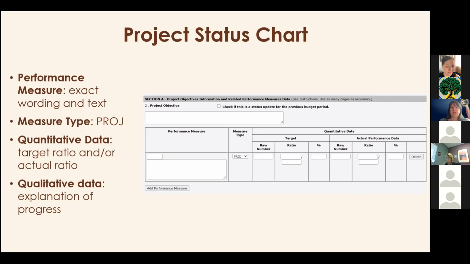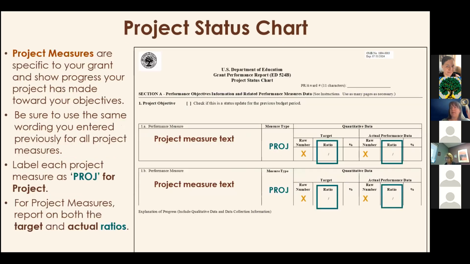That text goes in under the column performance measure. These are, of course, labeled PROJ for project measure. And for your project measures, we do enter ratios for both target and actual. So we're going to enter 2 ratios for all of our project measures. We'll see in a couple slides some examples of how that might look.